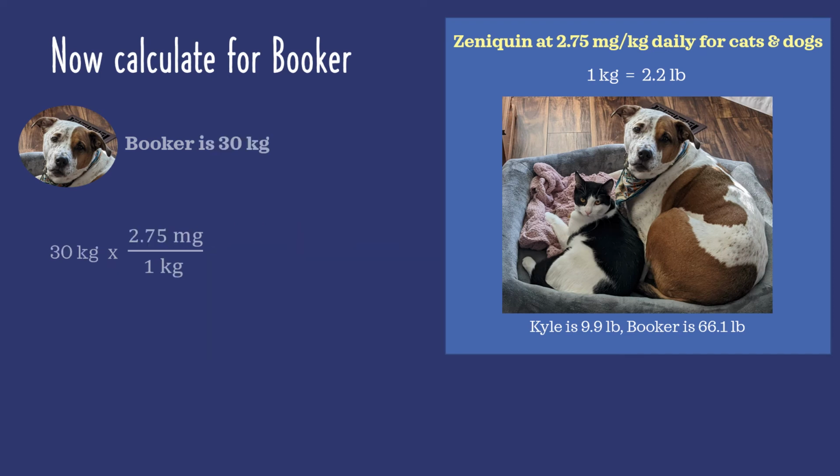Now I'm going to adjust the dose of Zenequin to match Booker's large body size. So I take his weight, 30 kilograms, and I multiply it by the dosage of Zenequin. For dogs and cats, remember that 2.75 milligrams per kilogram body weight is prescribed per day. So I multiply this through, and Booker's correct dose is 82.5 milligrams of Zenequin per day.